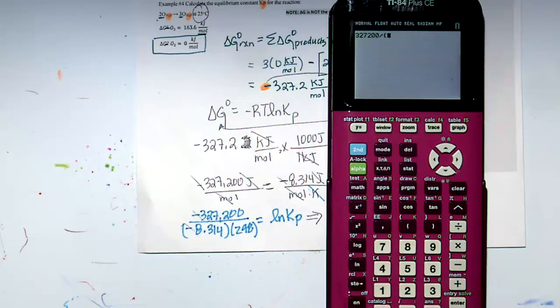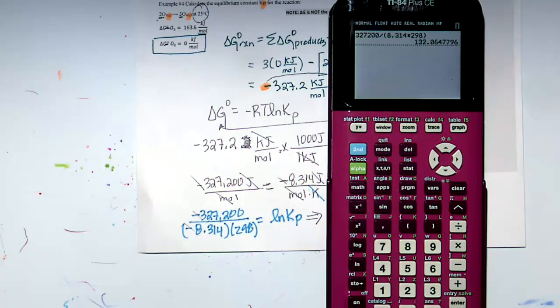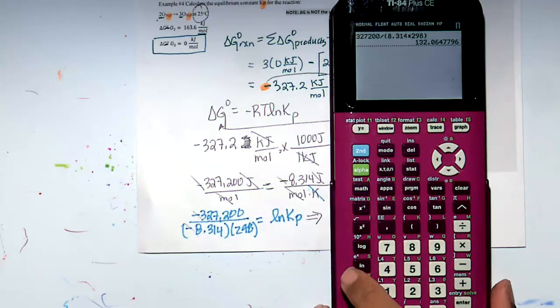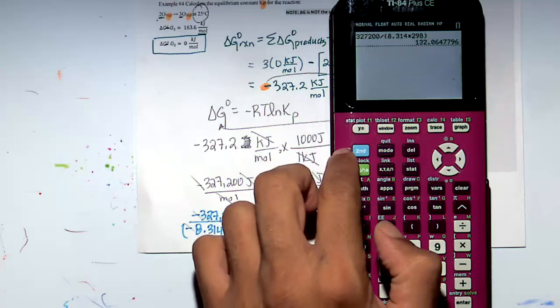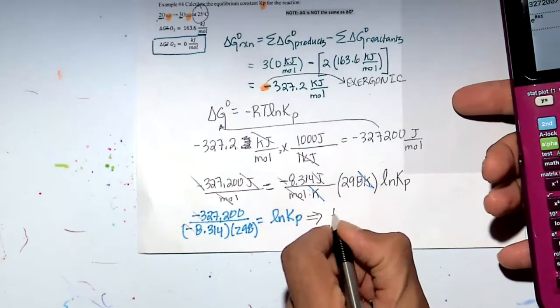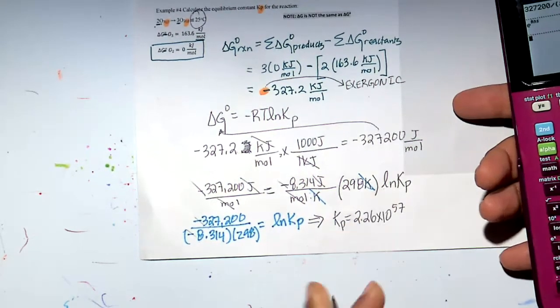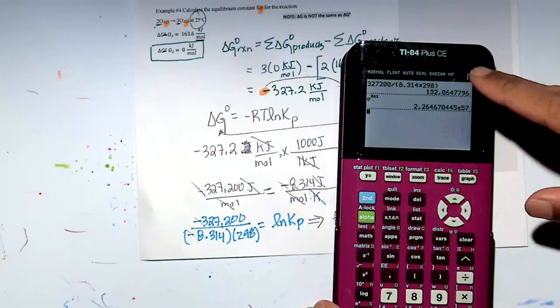Divided by parentheses 8.314 times 298, close those parentheses, enter. So that's natural log of Kp. How do we get to Kp? We take the inverse natural log, and on this calculator, it's this button, not the natural log, but the inverse. So inverse natural log answer. Enter. 2.26 times 10 to the 57. Okay, we'll go with that. And that's Kp. Don't forget you have to take the inverse natural log.